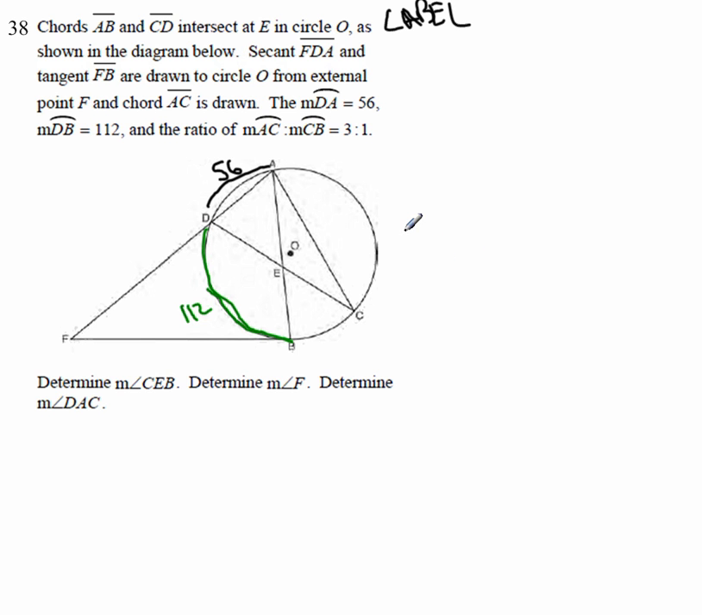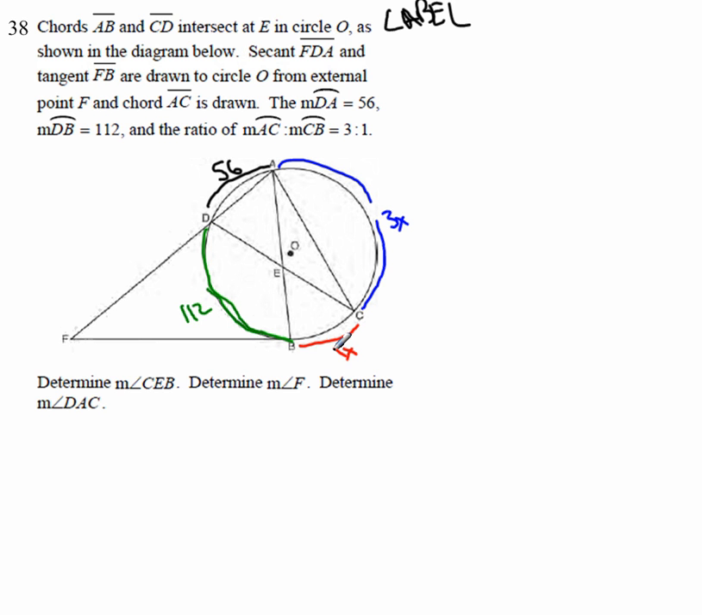We are also told the ratio, and this is important because these are not measurements of the arc, they are in ratio form. So the ratio of AC to CB is a 3:1 ratio. So what I'm going to do is make this 3x, not 3. I'm going to make it 3x because it's in ratio form. So I'm going to write 3x for arc AC, and I'm going to write 1x for arc BC. Okay?